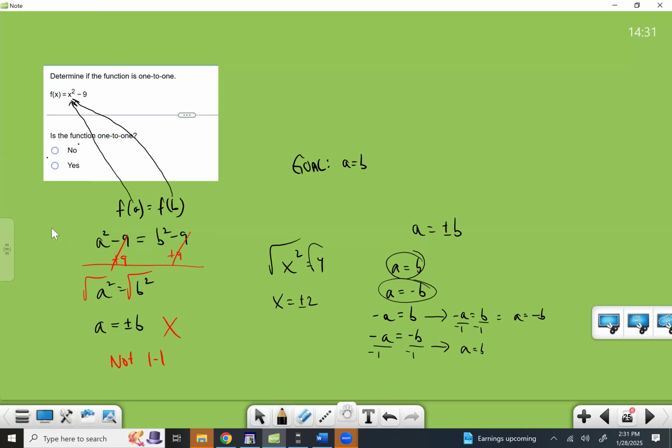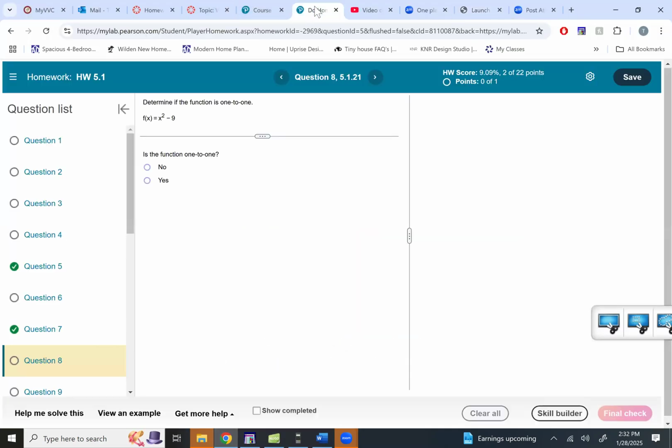And that should make sense to you because if you go back to our original function, it's x squared minus 9. That is a parabola shifted down 9 units, and it would not pass the horizontal line test, so therefore it is not 1-to-1. Let's go see again if it just wants us to put in here. Is it a 1-to-1 function? No. Let's see if that's it.